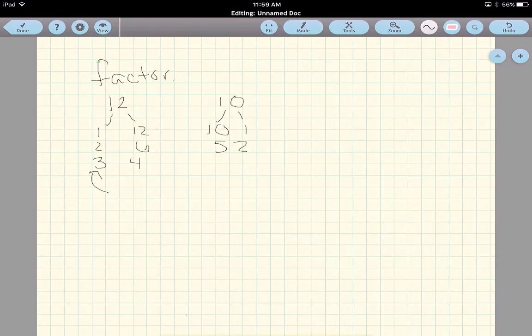Well, let's look at a baker's dozen. A baker's dozen considers the number 13. 13 can only be factored by 1 and itself, therefore making 13 a prime number.